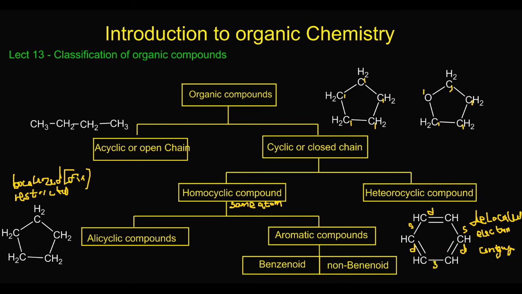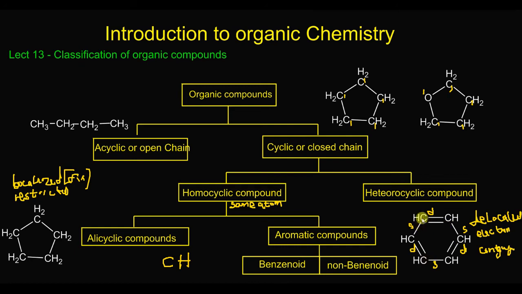That's very important. Within this one too, we can also have benzoic aromatic compounds and non-benzoic aromatic compounds. Now when you say benzoic aromatic compound, it strictly consists of the element carbon and hydrogen. So here it is only carbon. This particular one I drew here is a benzoic one.